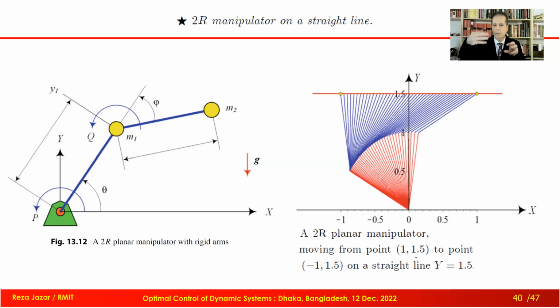You know that the motor has a rotor, and the rotor has inertia, and that inertia and friction can be added to the equations. Here I ignored all of them because our point is to prove the concept. The tip point is moving from 1.5 to -1, 1.5 on a straight horizontal line. Okay, and we have two motors.